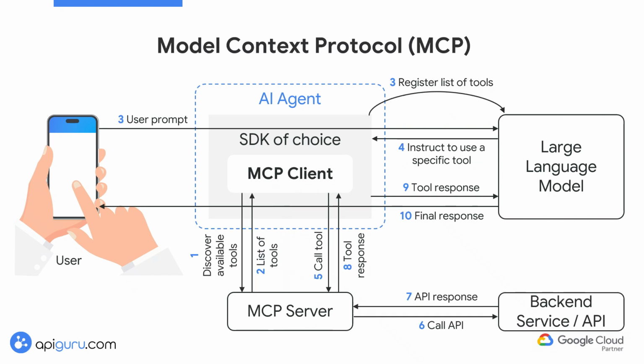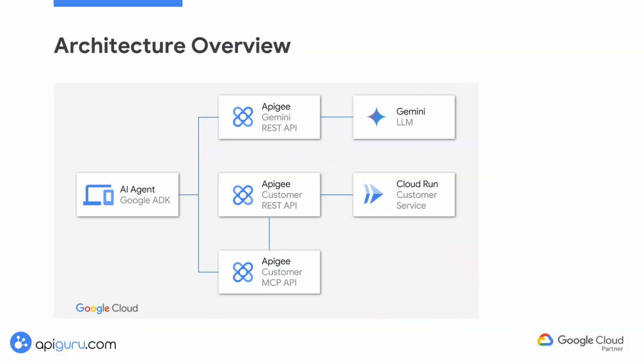Now let's look at the same application, except this time, instead of manually registering functions, we'll let the agent discover them automatically. Everything in the architecture stays the same. Same AI agent, same Gemini model, same customer API, same OAuth security, same Apigee platform.